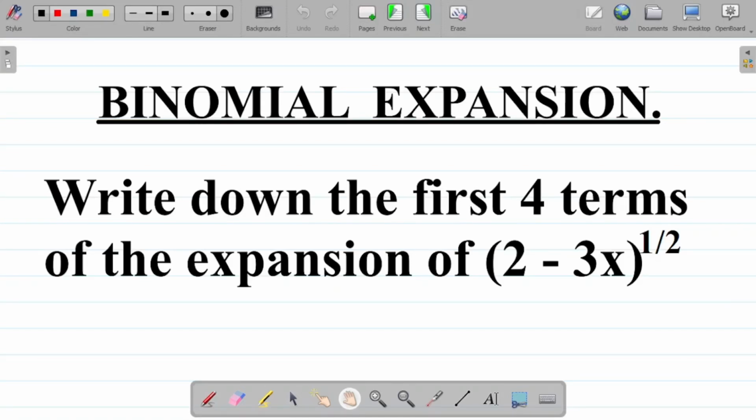In this video, we'll be solving this question on binomial expansion. The question says: write down the first four terms of the expansion of (2 minus 3x) all to the power 1 over 2. So how do you do the binomial expansion of terms raised to a rational power, that's a fraction? When the power is a fraction, how do you solve questions of this manner?